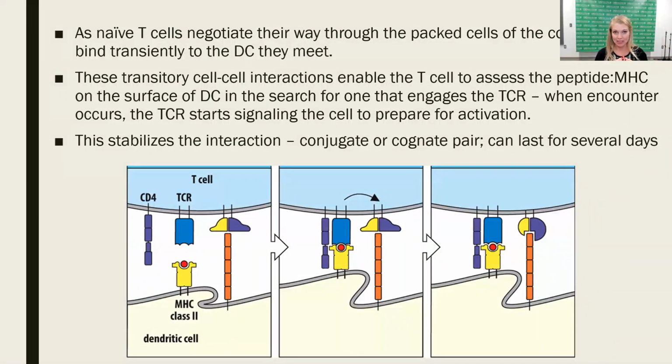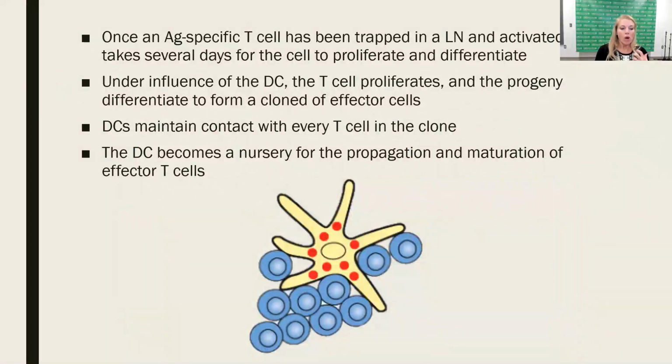This interaction between the T cell and the dendritic cell is going to be stabilized, and they end up becoming what's called a cognate pair, or a conjugate. This can last for several days, where the T cell and the dendritic cell continue to send signals back and forth, but it is a pretty strong connection of those cells. Once that T cell has that connection to the dendritic cell in the secondary lymphoid tissue, it's essentially kind of trapped there. It's becoming activated, and the dendritic cell is sending the T cell messages to start replicating.